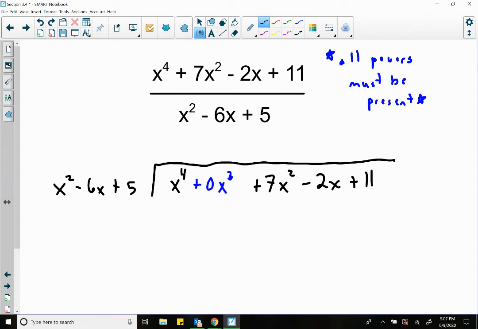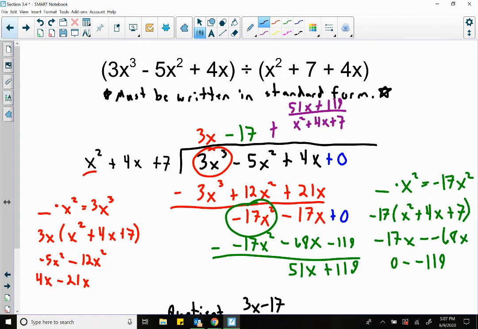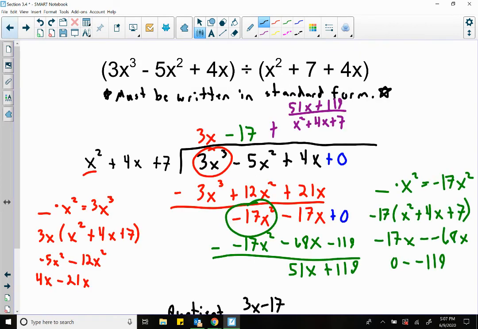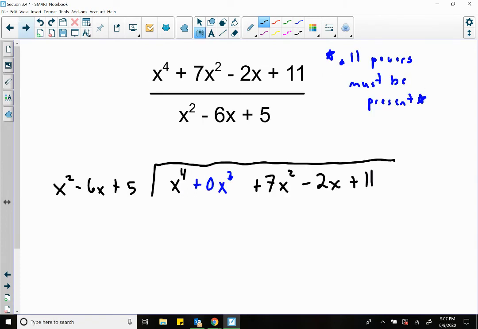Now pause the video and give this a shot. Go for it. And those are the only tips and tricks that you need to remember about polynomial long division. Make sure you're in standard form, and make sure that all powers are there. We're not missing anybody in standard form. So 4, 3, 2, 1, 0. That makes sense. 3, 2, 1, 0. That makes sense. Okay? All right, pause the video, go.